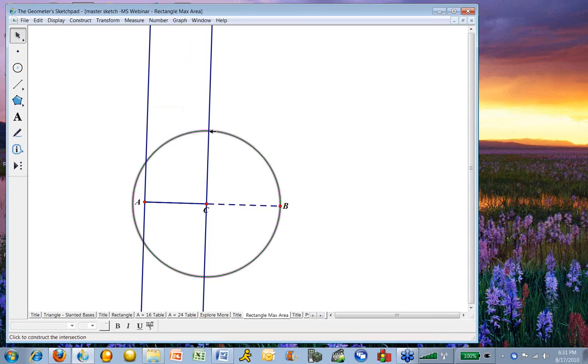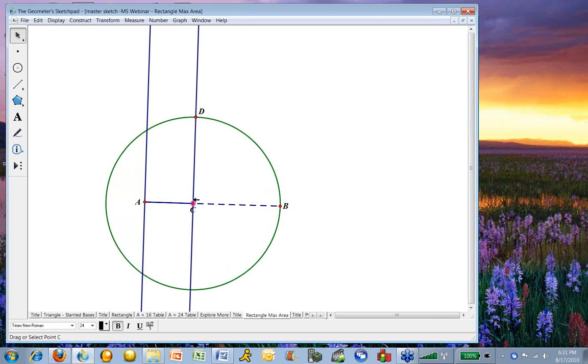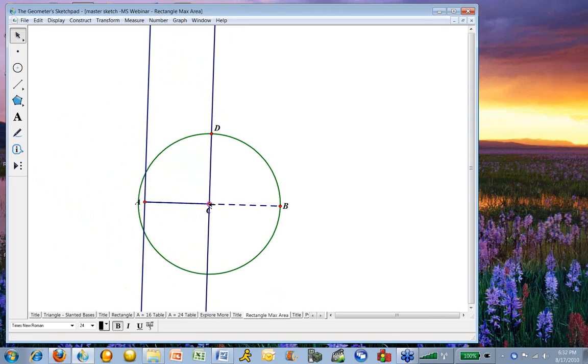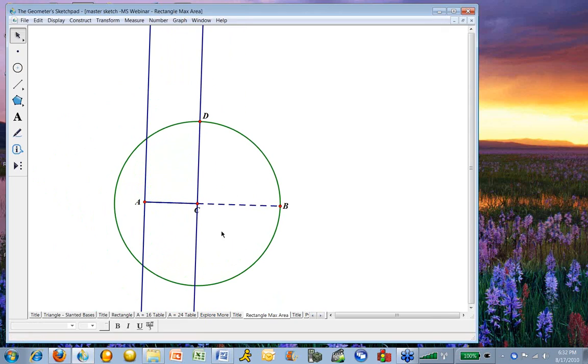And you'll notice that now this perpendicular is intersecting the circle right here. I'm going to put a point there and label that point D. A couple of things I want you to notice. DC is a radius of this circle, and BC is a radius. So right away, I know that these two sides are congruent. Even if I change the length of those, they're always congruent to each other.